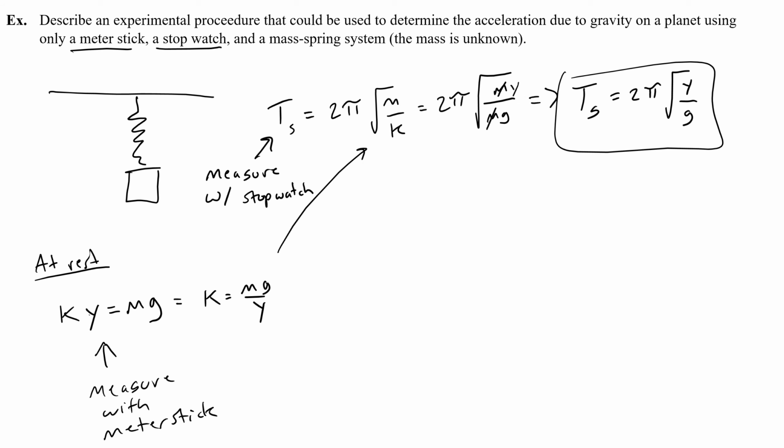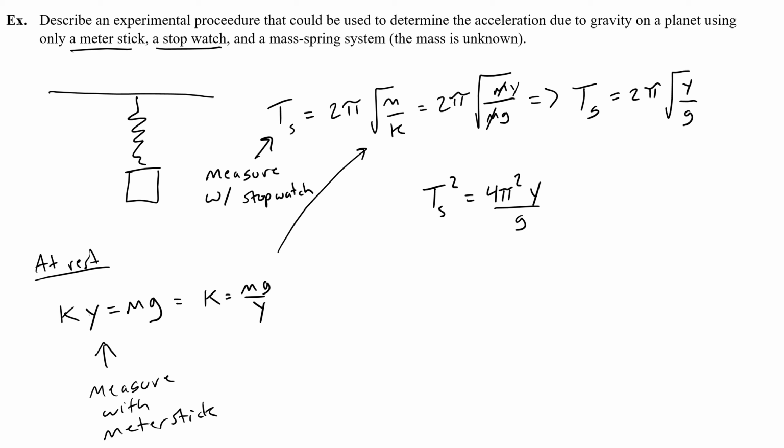Now you could just plug those numbers in and get a value, and that might be a good experimental procedure to do that. But if you wanted to get a really accurate result, what you would do is you would say, okay, well, if I was to square both sides, if I squared this, I would get 2 squared, 4 pi squared times y over g. Now what I want to get is g, and the things that I can measure are the period, boom, and y. And if I think of this as an equation that I could graph, then I would have basically 4 pi squared over g times y.